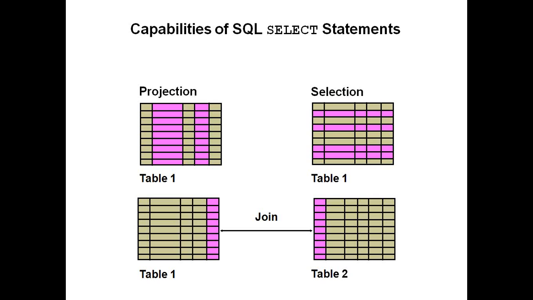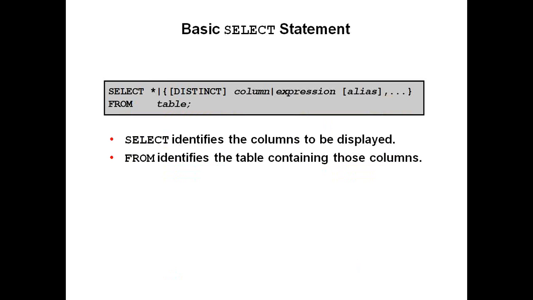Similarly, out of the table, if you want to retrieve some specific set of rows, in such a case you would be writing one more type of select statement, and that type we call selection. And if you want to retrieve data from two or more tables, then we call that joining. So these are the three types of select statement writing that we have. So let us start with the basic select statement.